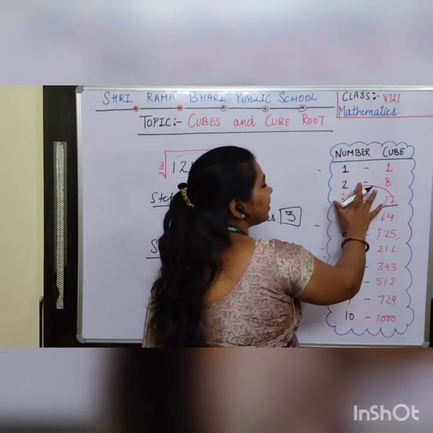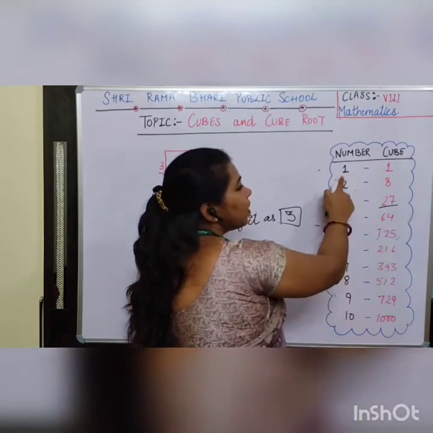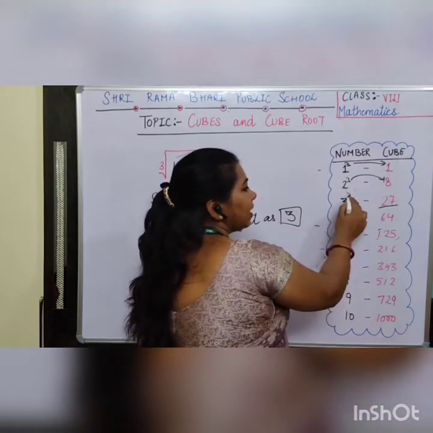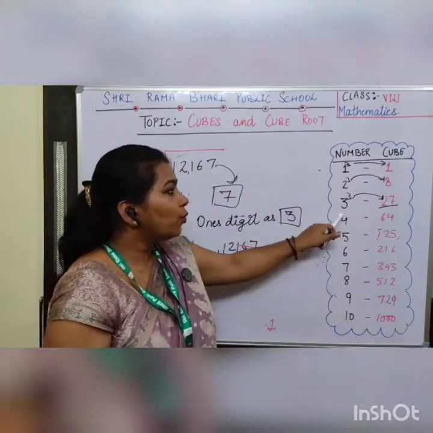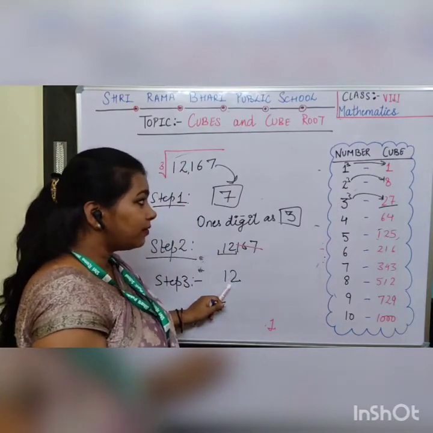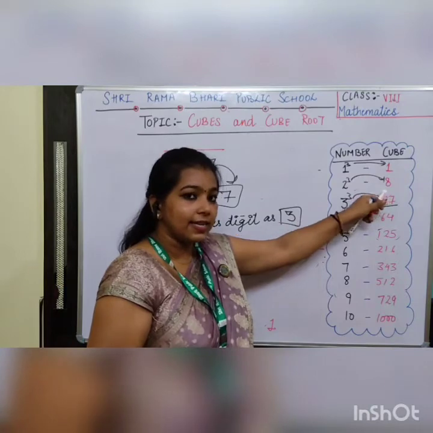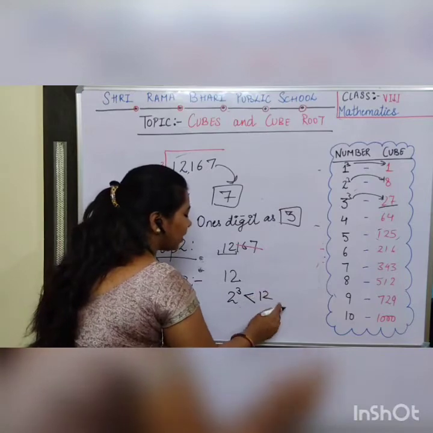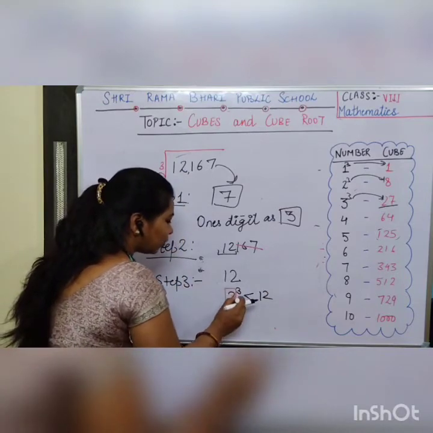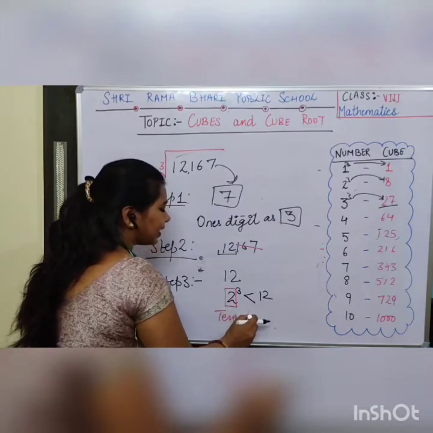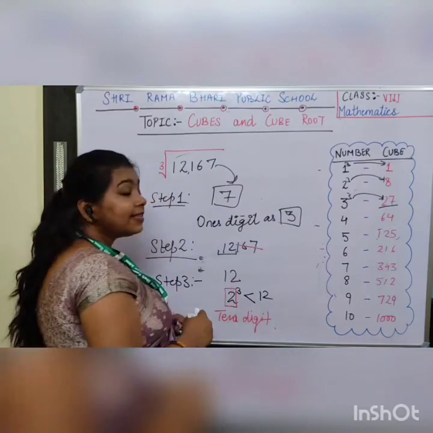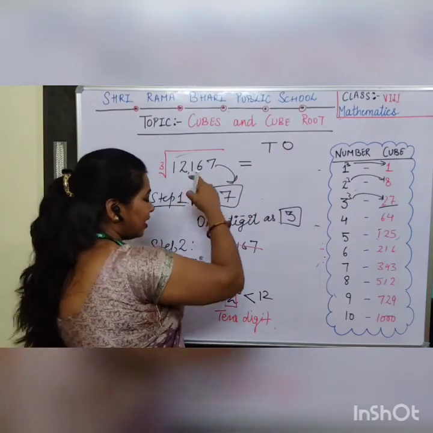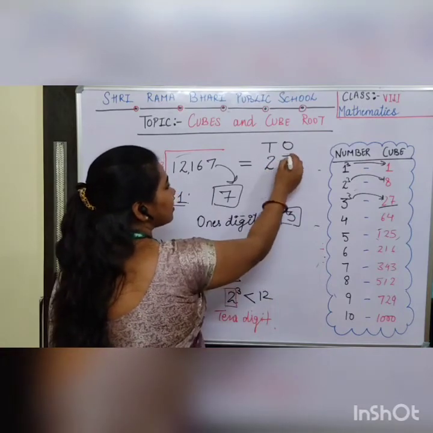Again we refer to this table. Here you can see 1 cube is 1, 2 cube is 8, and 3 cube is 27. So which cube is less than 12? 2 cube, which is 8, is less than 12. So 2 is the required tens digit. Hence, the cube root of this number has tens digit 2 and ones digit 3.